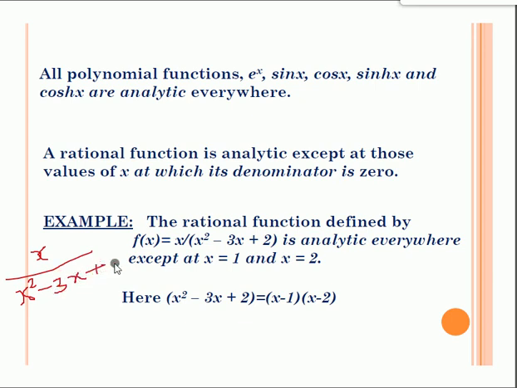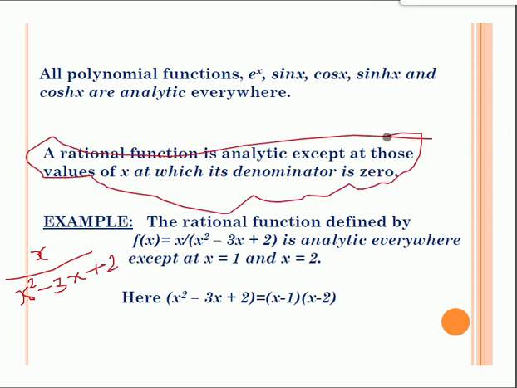Now where will it be analytic? I have clearly mentioned here, it will be analytic everywhere except where the denominator becomes 0. If the denominator becomes 0, then x by 0 is meaningless. So first of all, determine the places at which the denominator will not be 0. It is analytic everywhere except at x equal to 1 and 2. So 1 and 2 are the factors of this quadratic expression, which will have roots at x equal to 1 and x equal to 2.